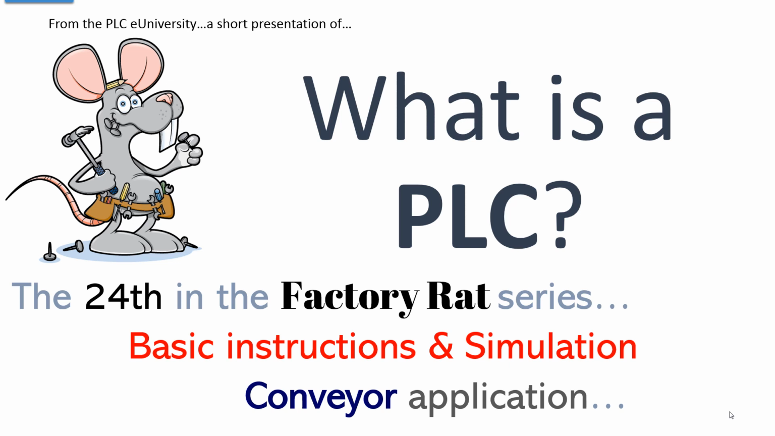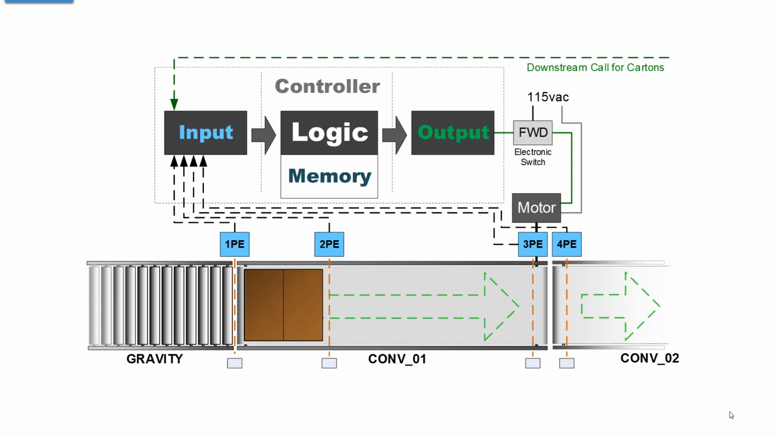This is the 24th in the Factory Rat series, and in this episode we're going to use basic instructions to do simulation for the conveyor application. One of the major challenges in doing classroom education, or education on your own at home, is the trainer. In other words, the PLC, the lights and switches that you have to simulate with.